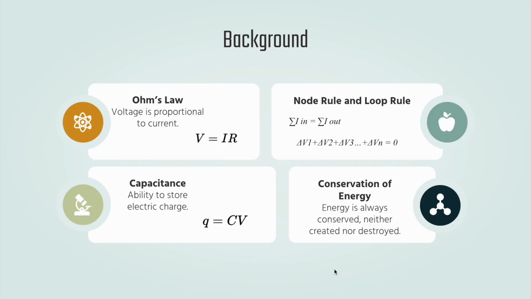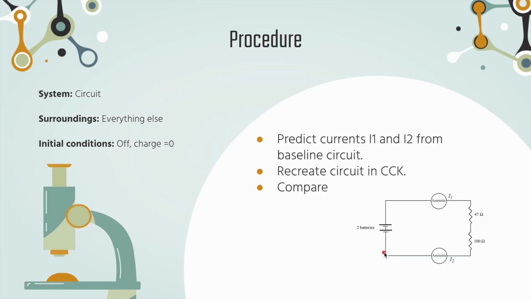Some background information. First of all, Ohm's law, which tells you that voltage is proportional to current, represented by the equation V equals I times R. Then both the node rule and the loop rule, which we're going to be using for the circuits: the sum of the currents in equals the sum of the currents out, and the total changes in potential equal 0. As well as capacitance, the ability to store electric charge, Q equals CV, and then conservation of energy, which is that energy is always conserved. It's neither created nor destroyed.